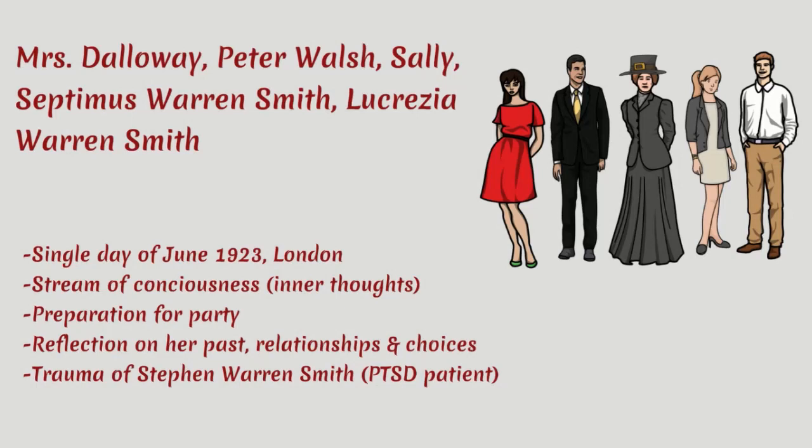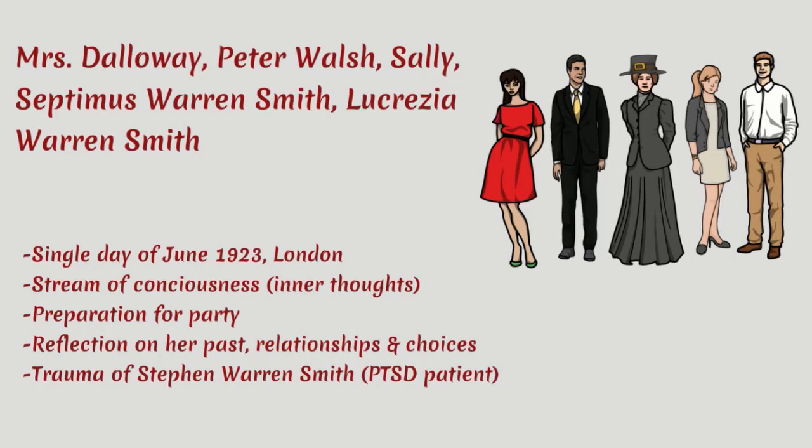The writer has used the stream of consciousness technique to deliver the story and successfully showed the inner thoughts of Clarissa for a whole day. All day, Clarissa remained busy in the preparations of the party at her house. During all that, she thought about her past life with Peter Walsh, Sally, who was her friend, and then her decision of marrying Mr. Dalloway.